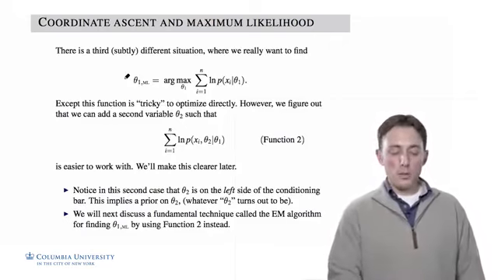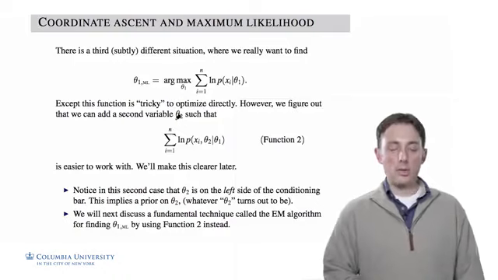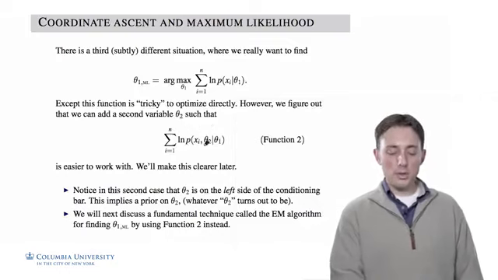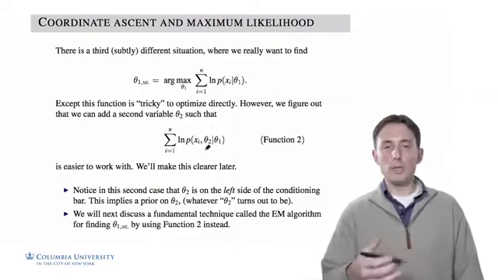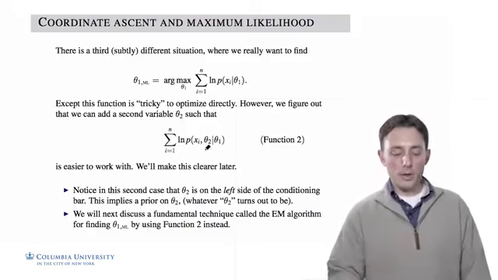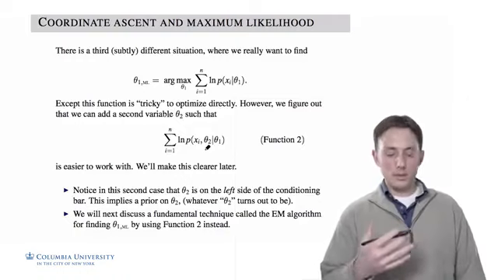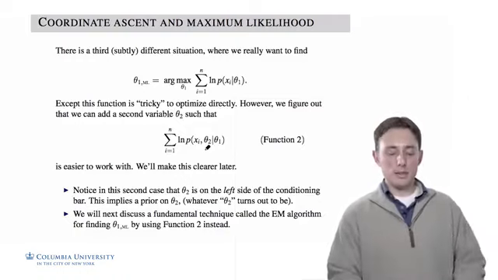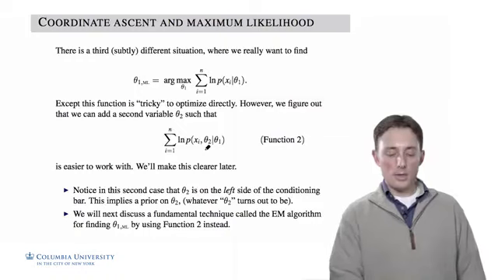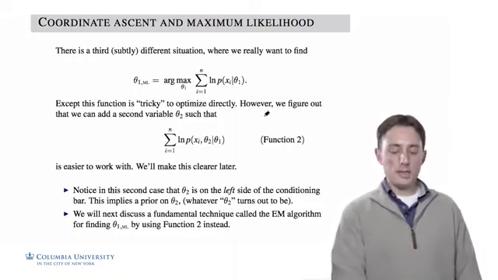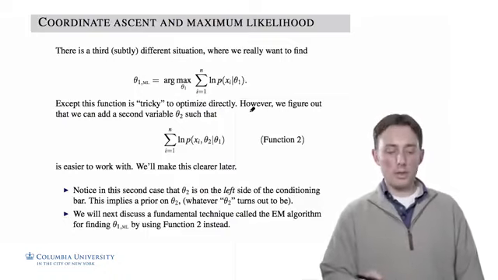However, we figured out that we can add a second variable, theta 2, to the model, such that the maximization of this thing over theta 1 and theta 2, for example, through a coordinate ascent algorithm, is easier to work with. So this often is the case. This is not necessarily going to be clear right yet exactly where we're going, but we're going to take this idea. This observation forms the foundation for what we're going to discuss next.